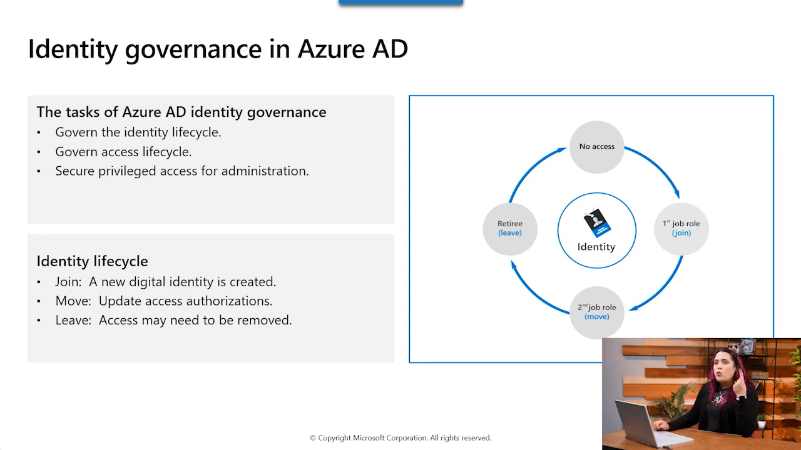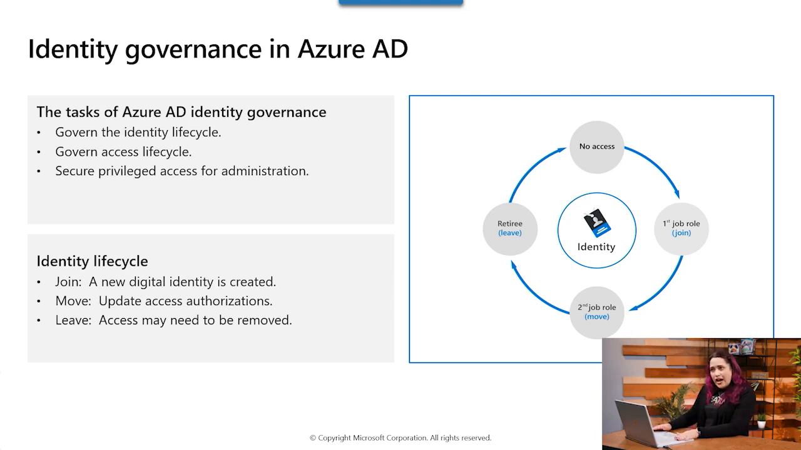1, which user should have access to which resources? 2, what are those users doing with that access? 3, are the controls set in place effective for managing that access? And 4, can the audit team verify that these controls are working?